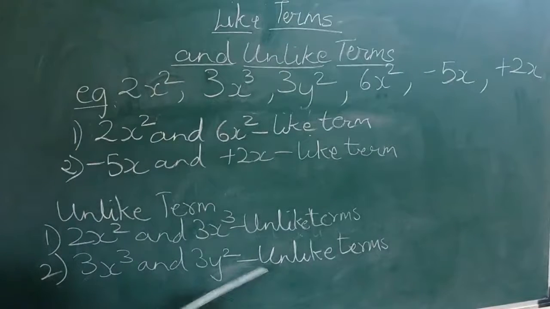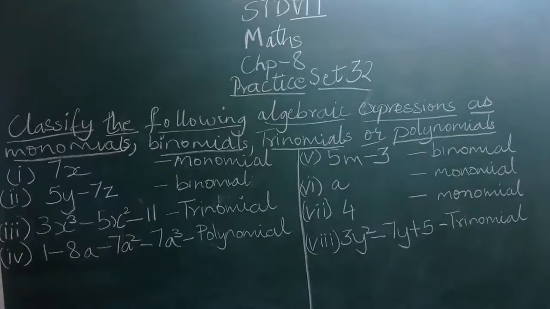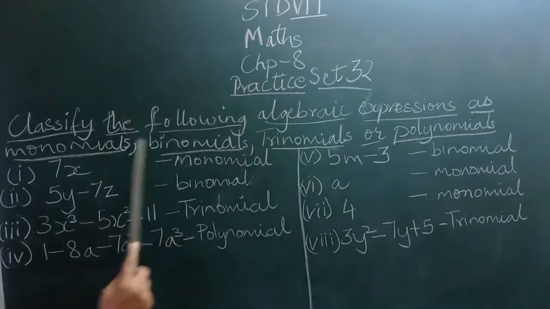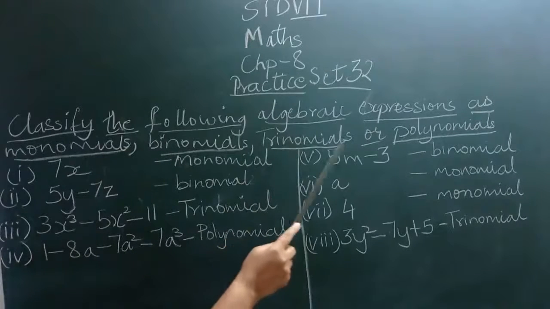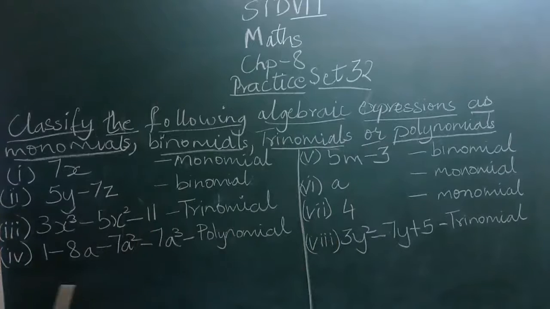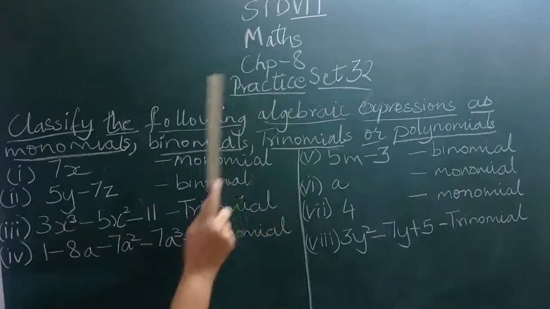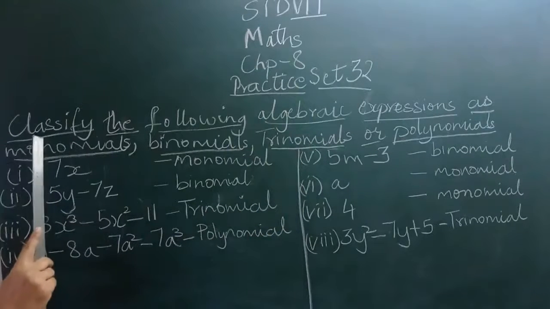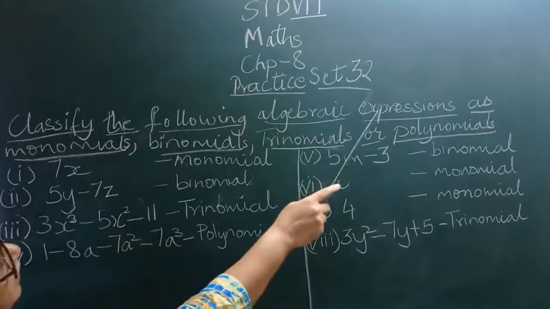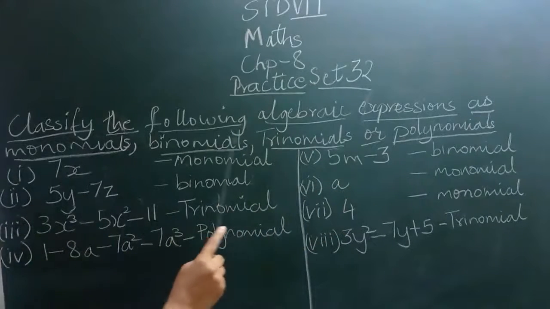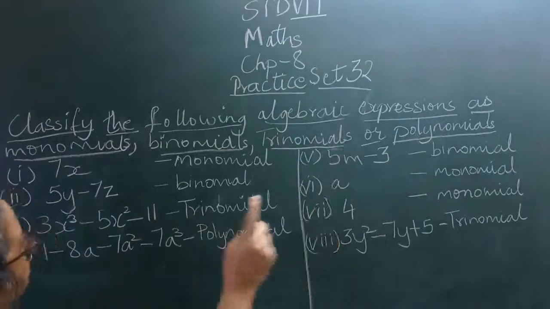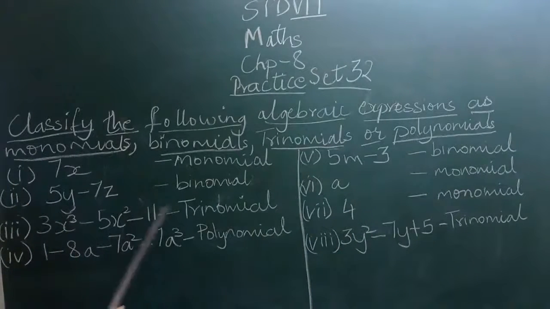With this children, we will solve the practice set 32. We have already seen in the explanation how we can differentiate an algebraic expression into monomials, binomials, trinomials or polynomials. I have explained with the examples. Now we are going to solve this practice set 32 on that basis. Let us start. Classify the following algebraic expressions as monomials, binomials, trinomials or polynomials. Here examples of some algebraic expressions are given. We are going to classify them.